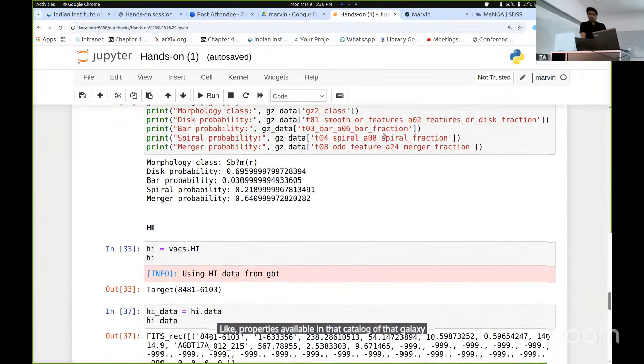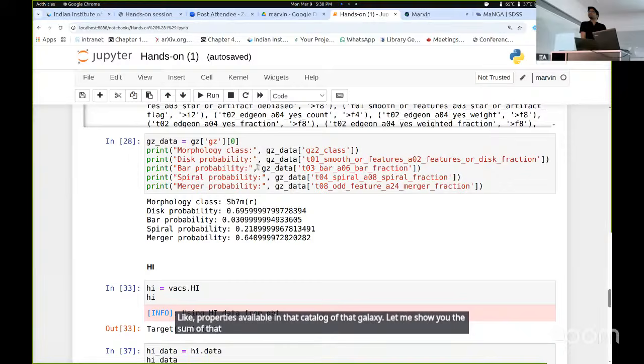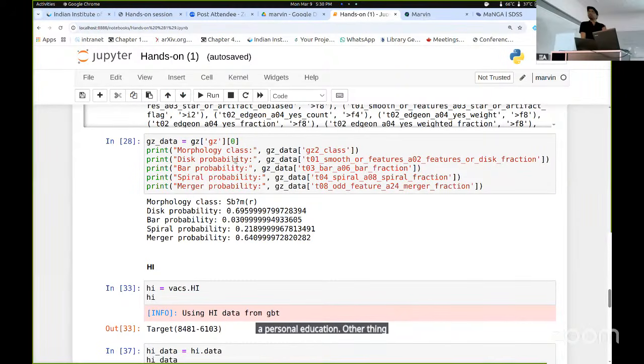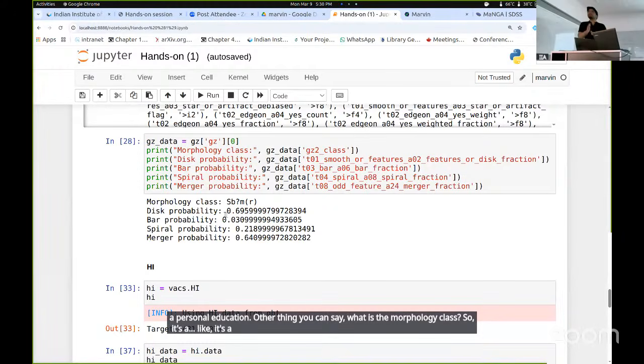Let me show you some of them. What is the morphology of that galaxy? It's classified as SP, question mark, and R is a ring. They are thinking that a ring galaxy is there. SP is a spiral type of galaxy in the Hubble classification. Another thing you can ask is what the morphology class is, whether it's a disk galaxy and with how much probability. There is a 69% chance that it's a disk galaxy.